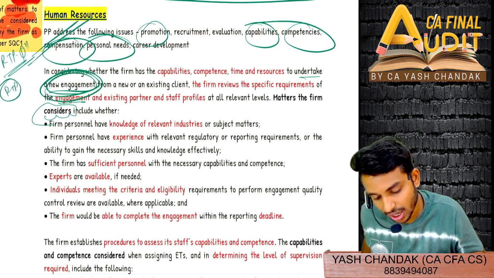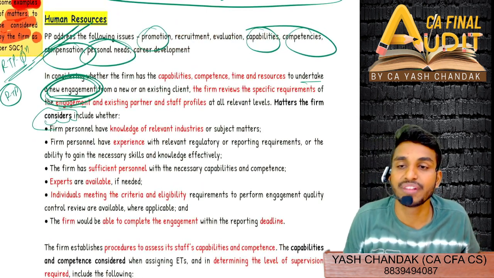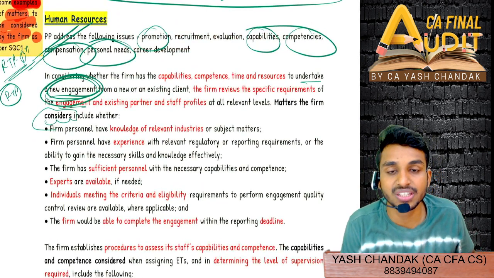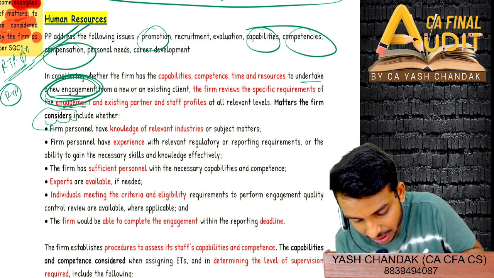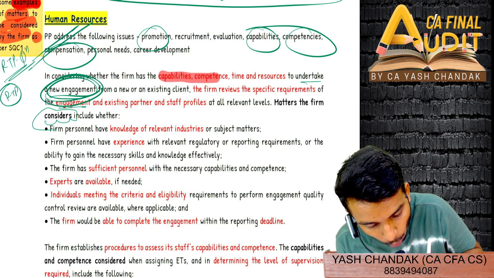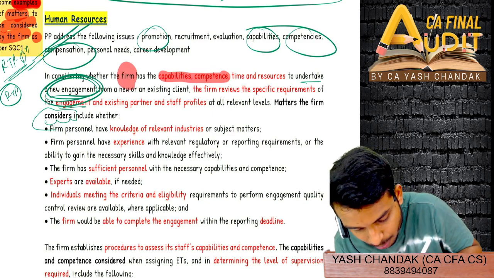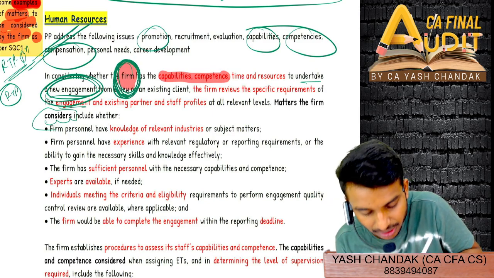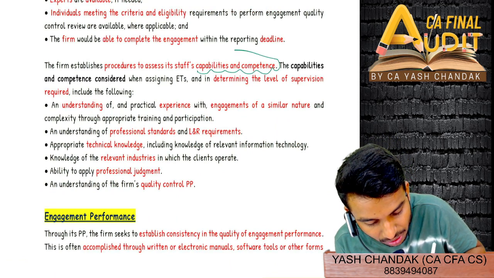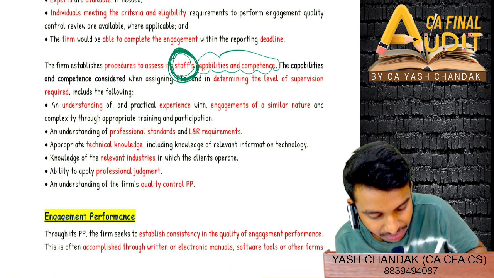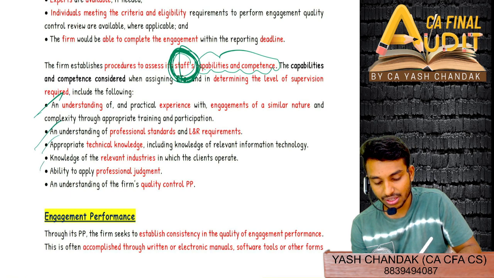Now here again there could be a differentiation. We have to create a differentiation between these 2 points. If they ask you the capability and competency of the firm, mark this important. This is the differentiating point. And just below this, if they ask you capability and competency of the staff, then you'll answer these points.